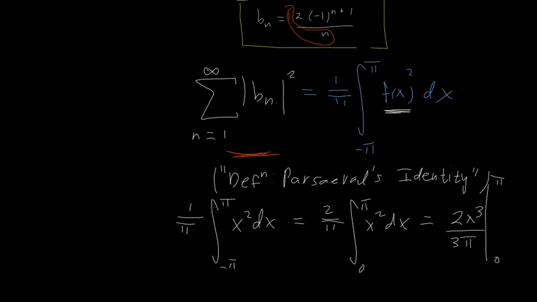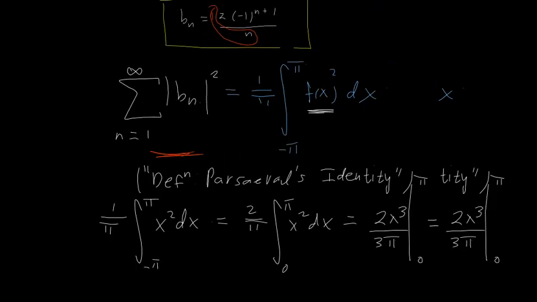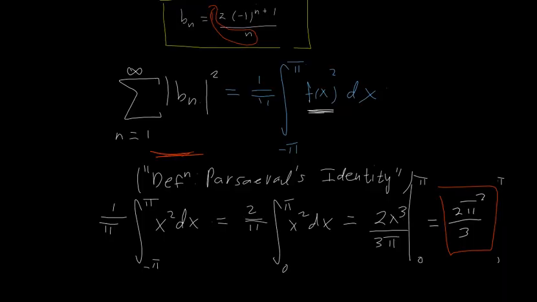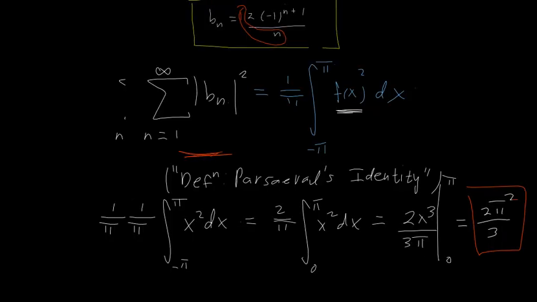And if you simplify this, you will get, at the end of this, 2 pi squared all over 3. All right, so since I got 2 pi squared all over 3, that's the right-hand part here of Parseval's identity. But let's go to the next page.